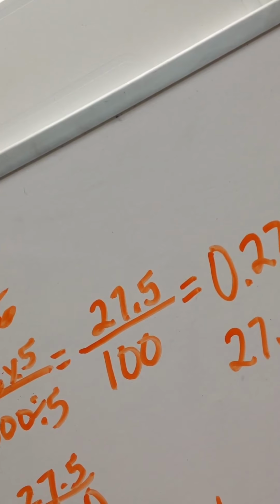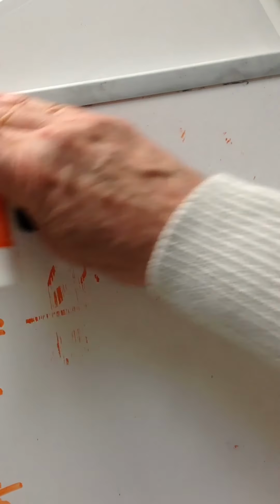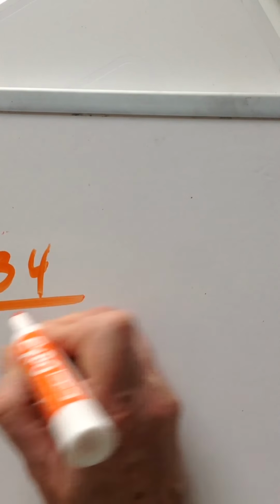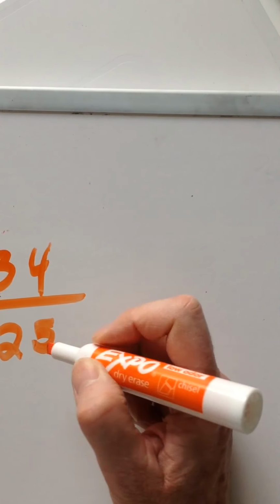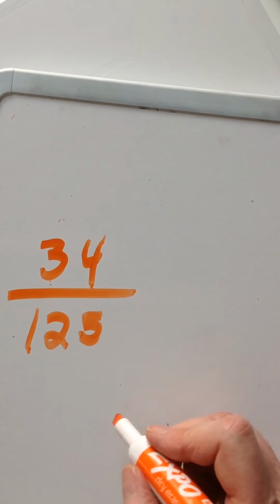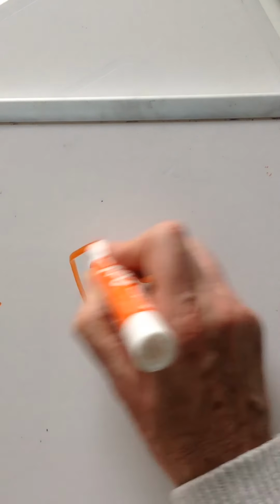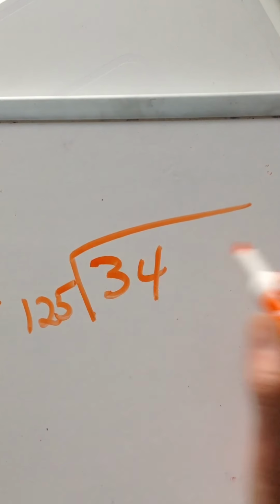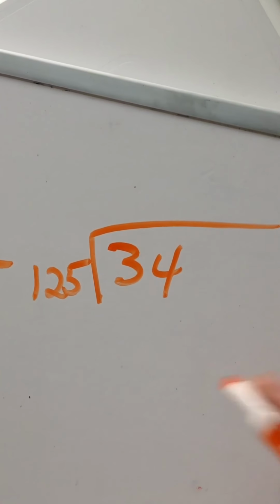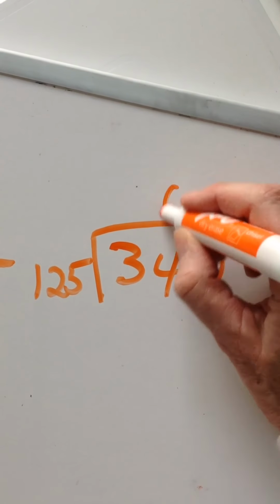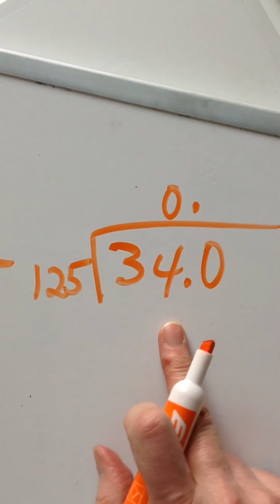There is another way we could have done it. I'm going to erase this, because we could have just left it 34 over 125. I cannot do this looking through the iPad. I have to look around. So then we rewrite that as 34 divided by 125. And now 125 will not go into 34. So we're going to put the decimal point. And how many times will it go into 340?